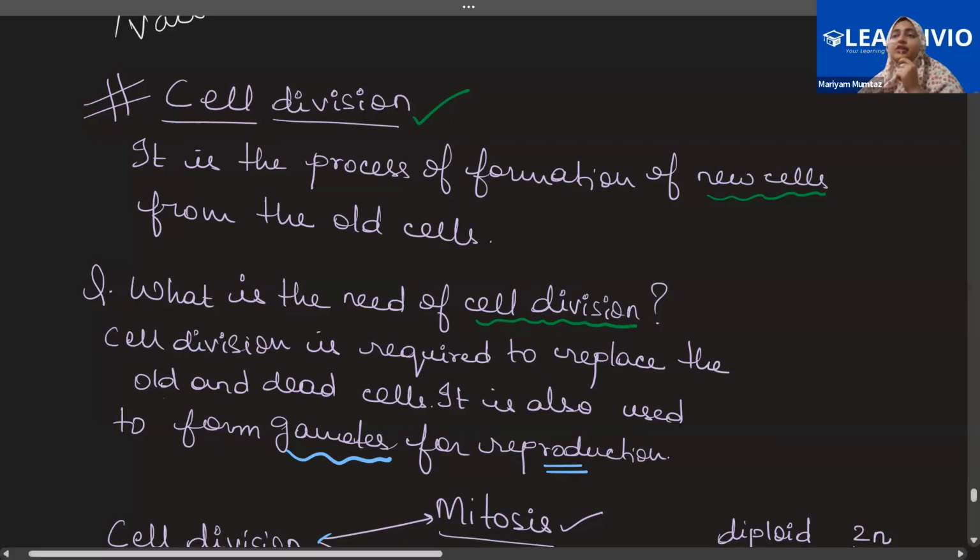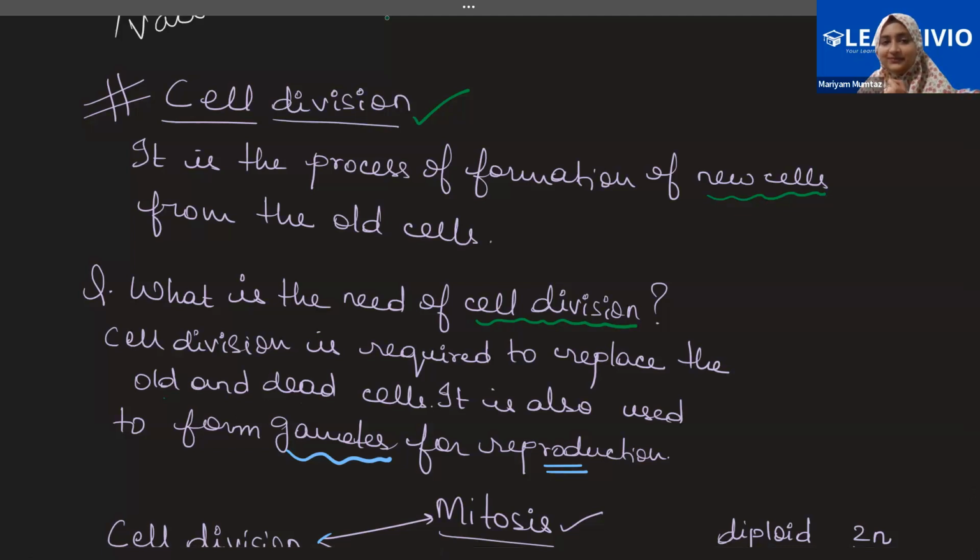We need cell division whenever we need new cells, whenever we need to replace the old cells, and whenever we need gametes for reproduction. So for all these reasons, cell division is very necessary. Now tell me, does cell division take place in animal cells? Yes, ma'am, through budding. Yes, it does take place in animal cells.